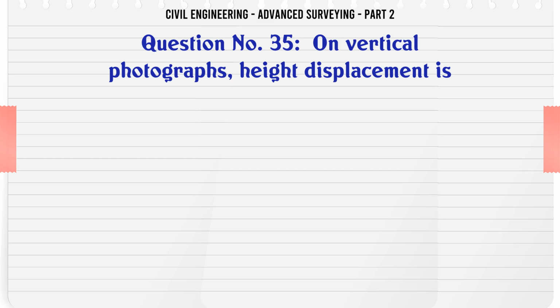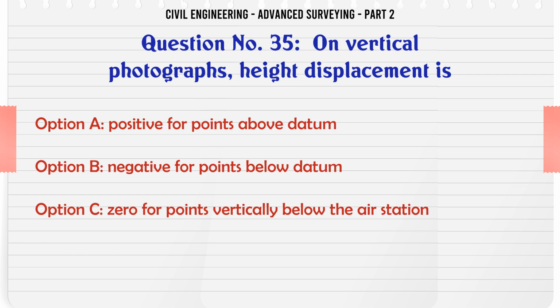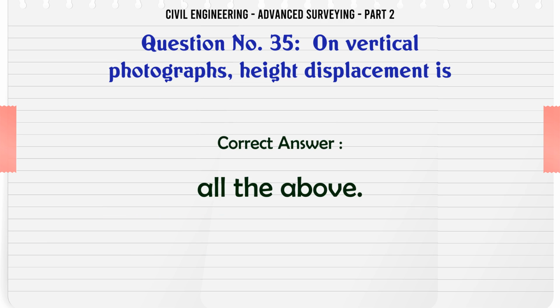On vertical photographs, height displacement is A. positive for points above datum, B. negative for points below datum, C. 0 for points vertically below the air station, D. all the above. The correct answer is all the above.